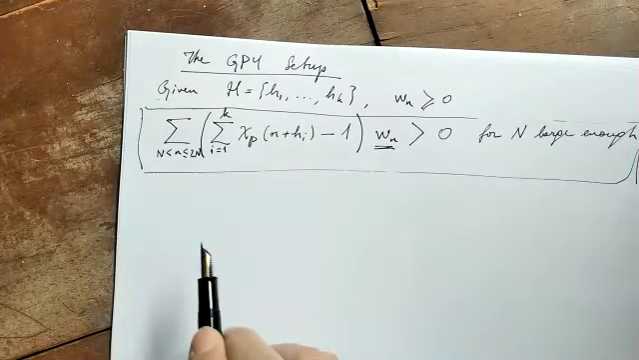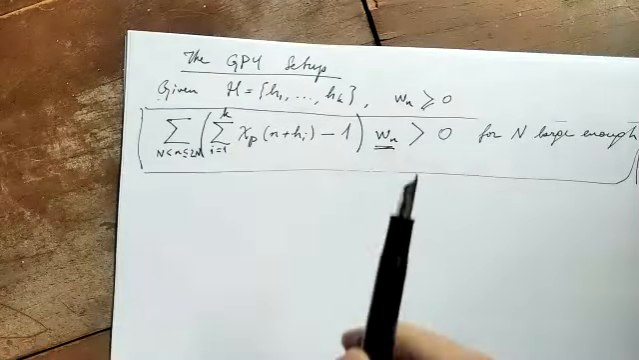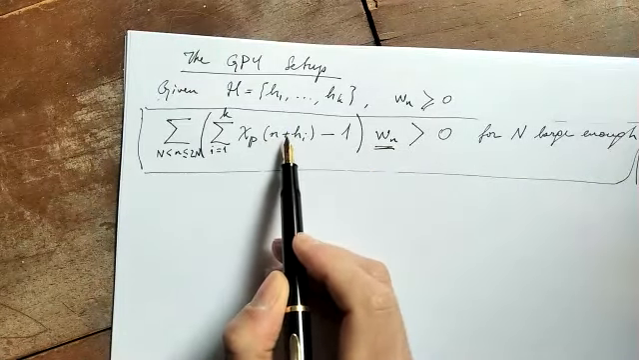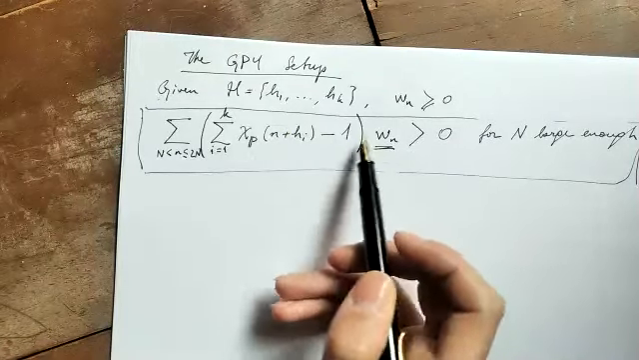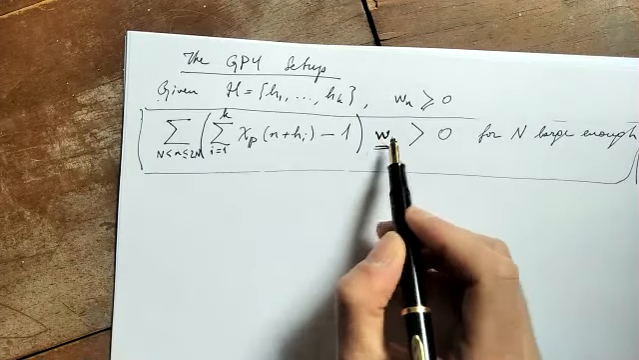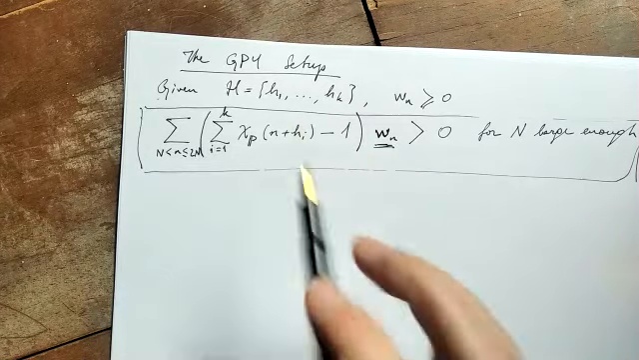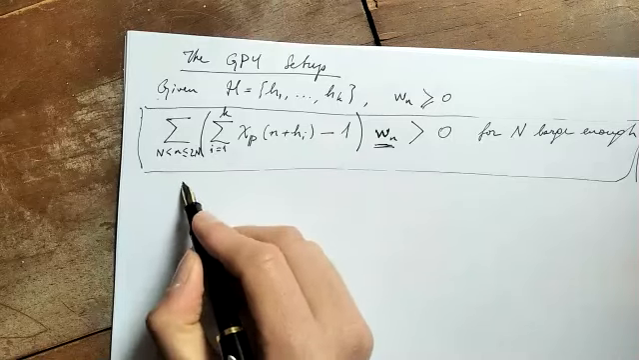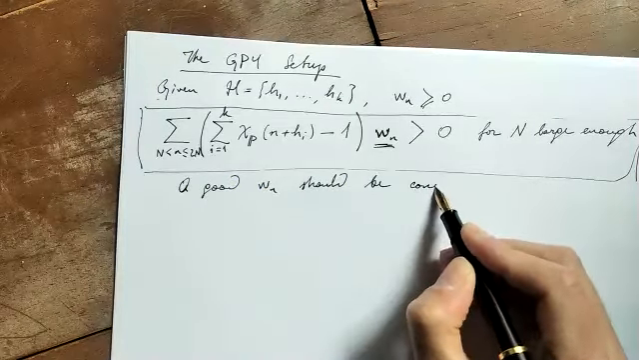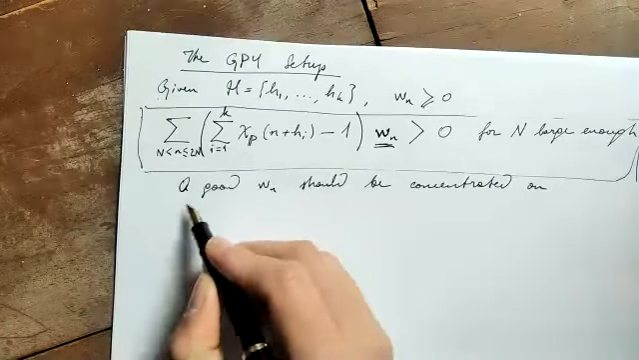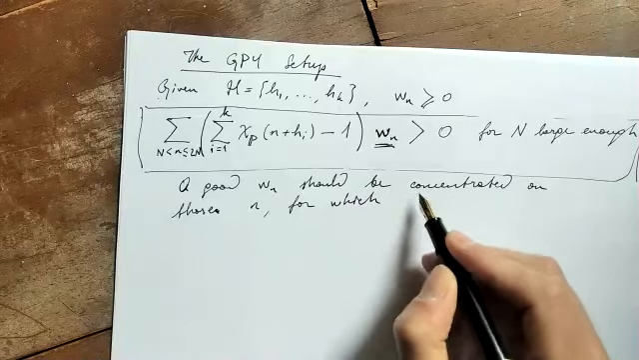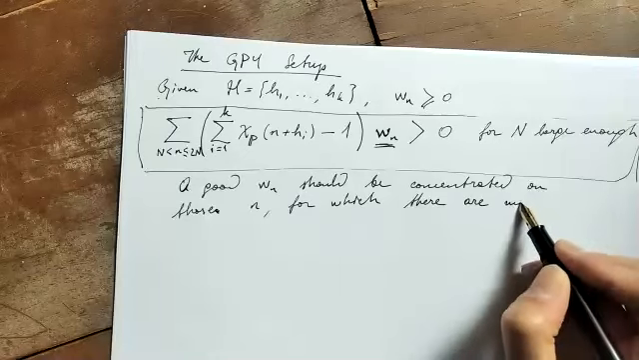Now, what should this W_n look like? This object is large when there are many primes among these, and at its smallest, it's -1 when there are none. So you want this weighting to amplify the cases where you find many primes. So basically a good weight function should be concentrated on those n for which there are many primes among the n plus h_i.